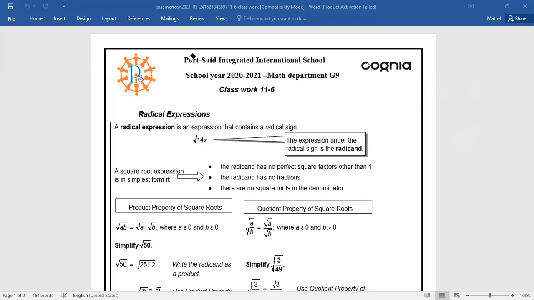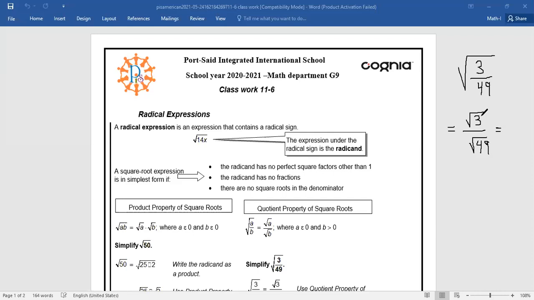Let me move to the next part, which is square root 3 over square root 49. What did I say with the quotient property? With the quotient property, what can we do? We can divide it into 2 parts. So it will be square root 3 over what? Square root 49.